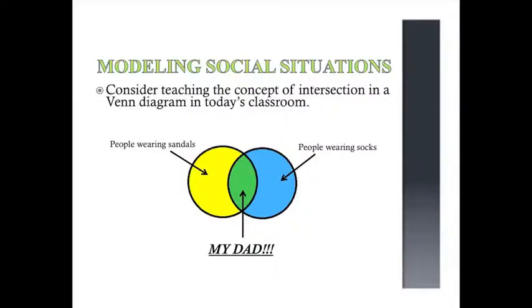Modeling social situations. Well, here's the old Venn diagram one. We've all probably done this. We've got a Venn diagram and we say, okay, the yellow circle, let's say that's college algebra students, the blue circle, that's trig students, and then the green would be taking both. Well, you can turn it around a little bit here. You can tell the students, okay, yellow is people wearing sandals, blue is wearing socks. Then you ask, who's in the middle? And they'll say, my dad, right? It's the same idea, but in a little different setting.